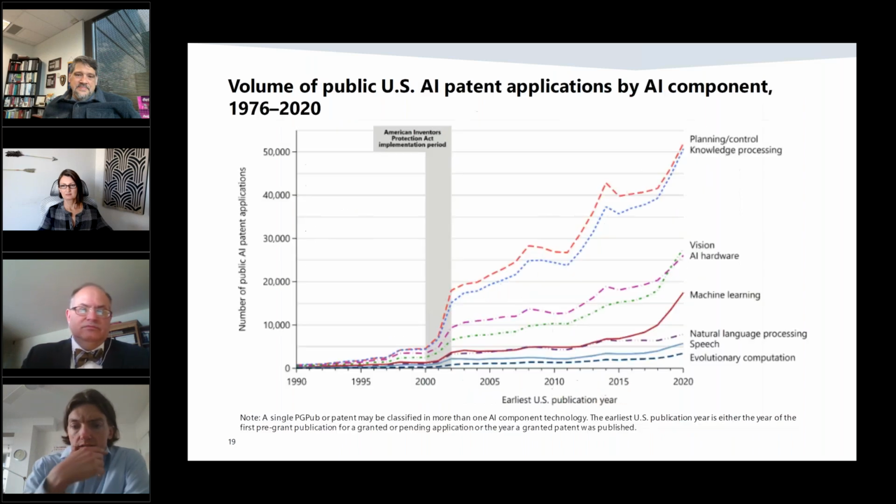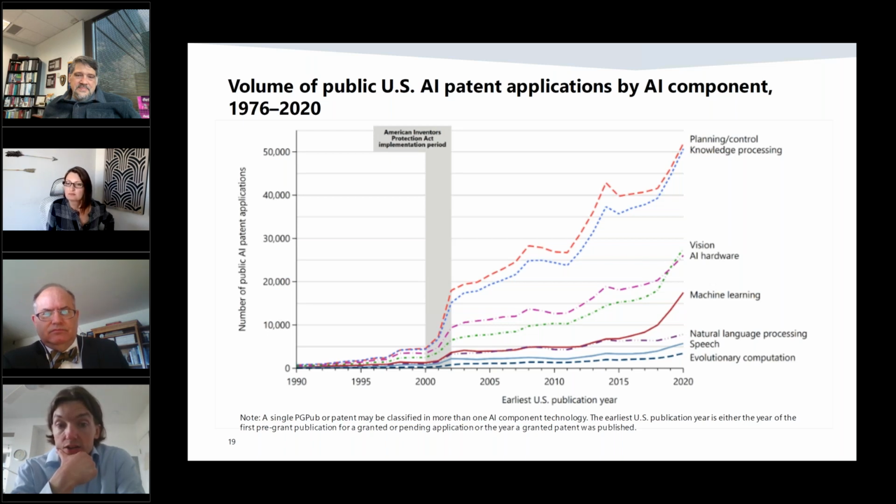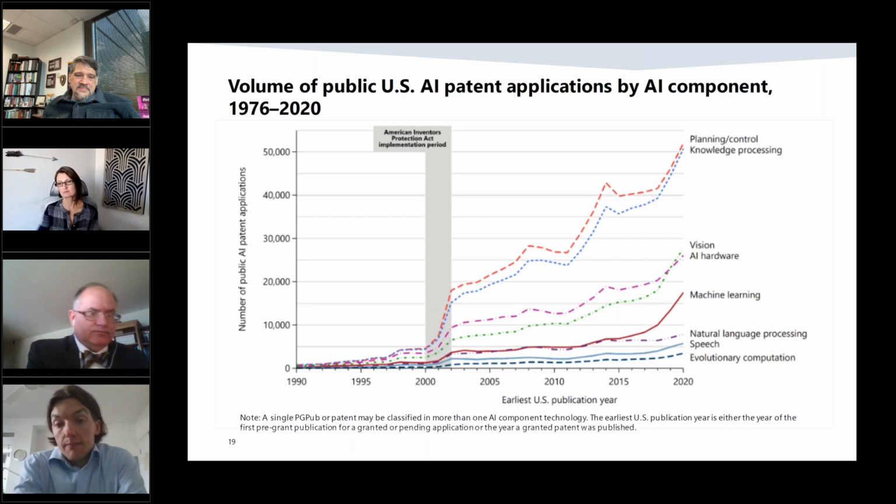And then I think, Andrea, you asked earlier, how does this show up? What are the trends that we see within each of the AI component technologies? We just basically broke it down. What are the public patent applications by each of these component technologies? And planning, control, knowledge processing, with the way that we had things defined and developed, those are quite large. They are driving the large share that we see in overall patent applications that contain some aspect of AI.